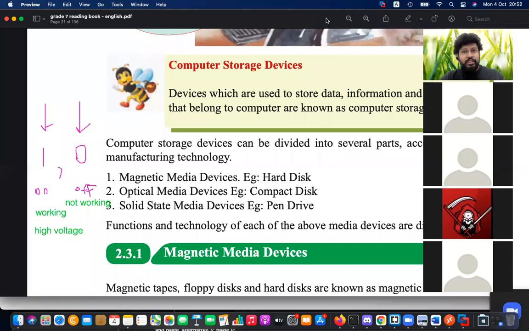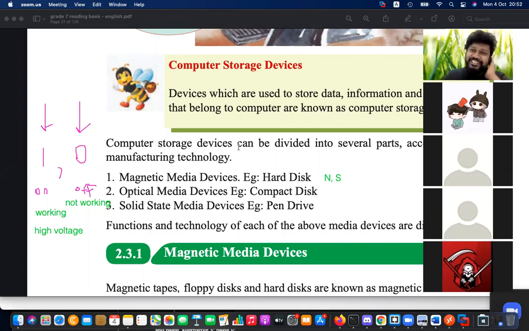Okay, think about optical media. How can we represent these yes-no states or 1-0 states using optical media? How do we say yes, no? Optically, how can you say yes?